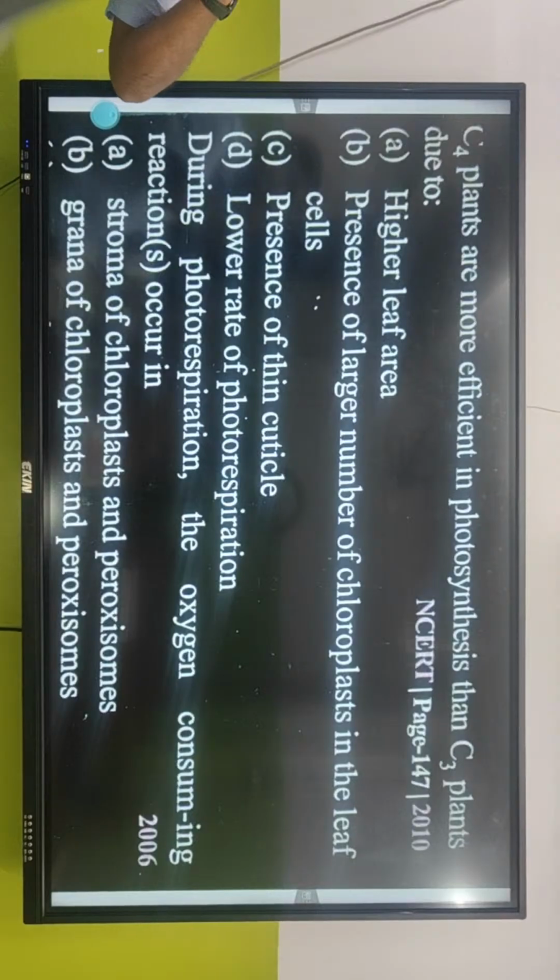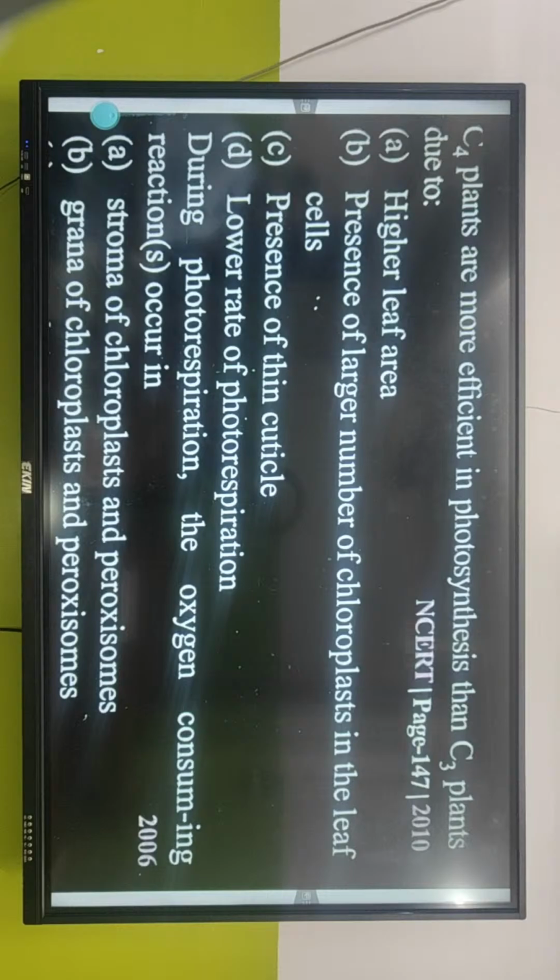C4 plants are more efficient in photosynthesis than C3 plants due to lower rate of photorespiration. Very good, lower rate of photorespiration. What about presence of a large number of chloroplasts in the leaf? No. Lower rate of photorespiration.